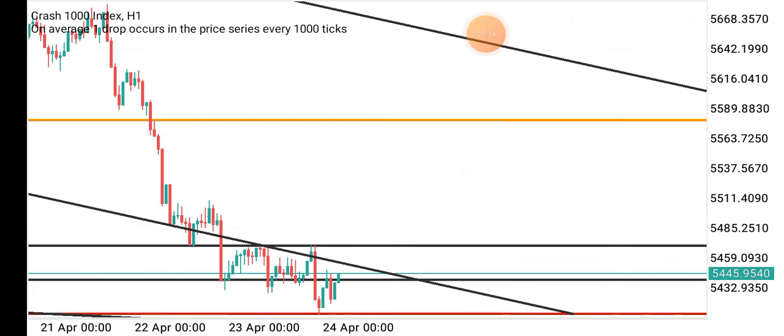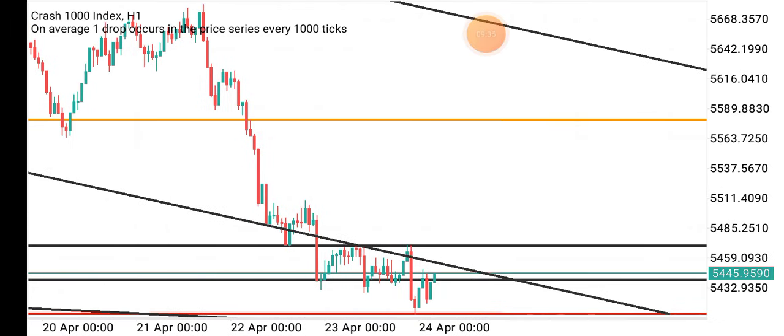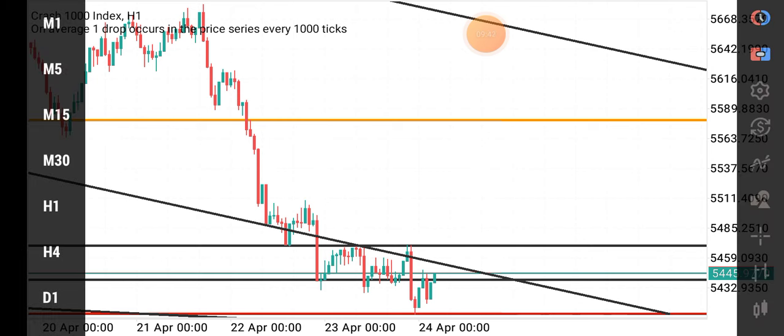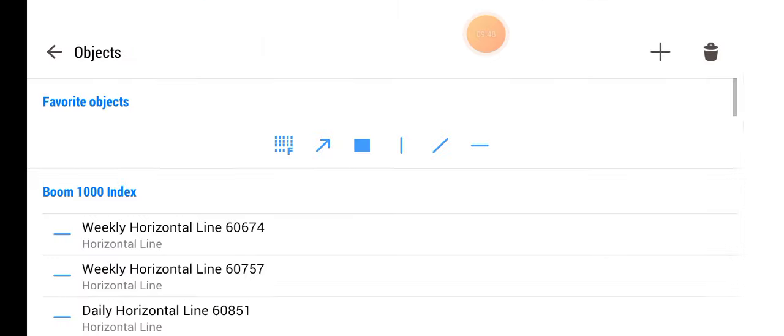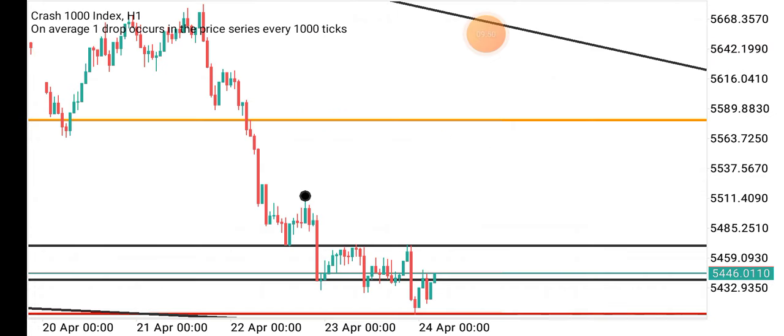The 1-hour time frame. All right. So on the 1-hour time frame, I want to mark this correction that I saw on the 4-hour time frame. I want to take out this line so that it won't look too dirty or too much. Let me just take out this line and place a horizontal trend line right here to mark that correction.